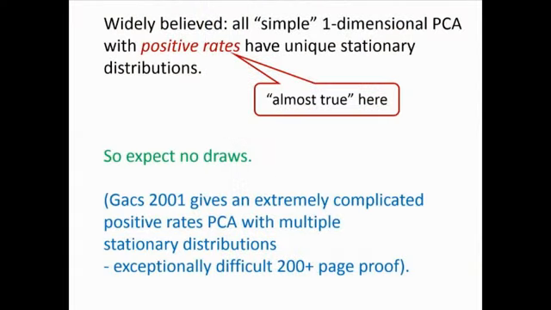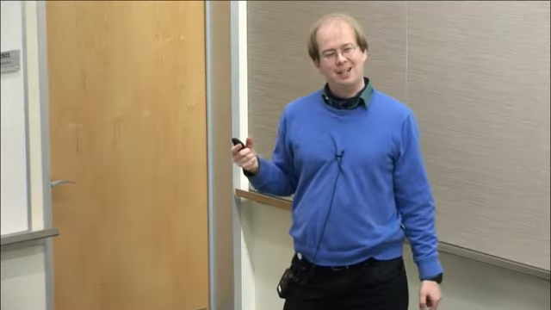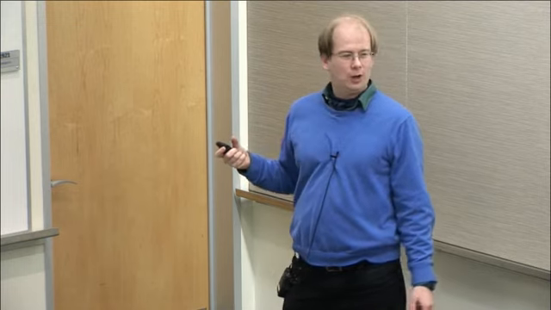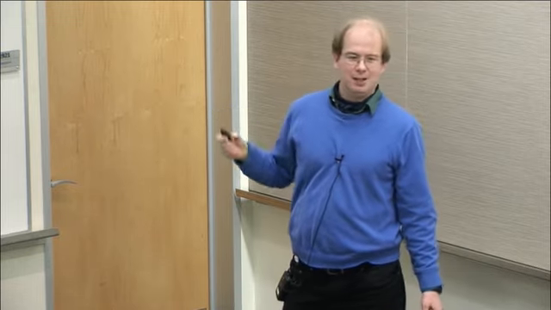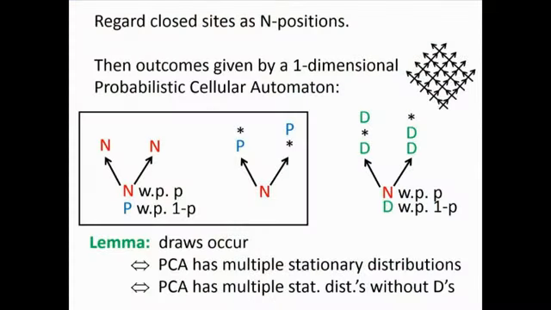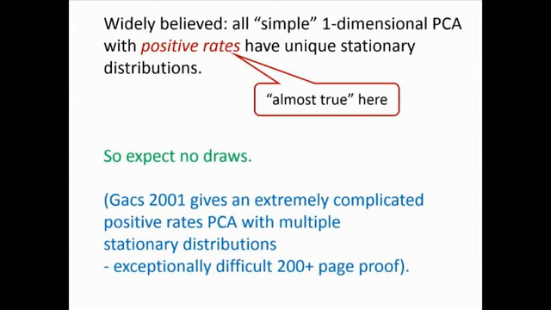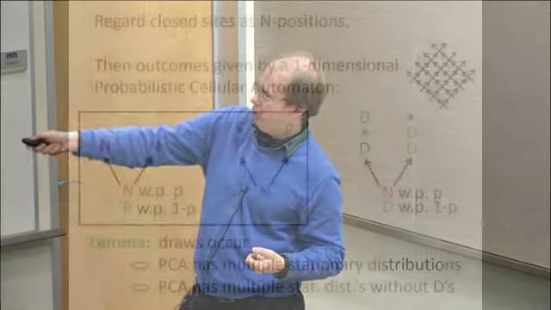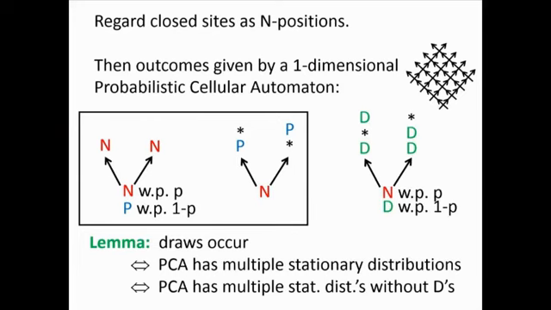Now, this brings us to some difficult territory. It's widely believed that all simple one-dimensional probabilistic cellular automata with positive rates have unique stationary distributions. What does positive rates mean? It means you have some cellular automaton rule, and no matter what symbols you see above you, you always have positive probability of producing any other symbol below you. This isn't actually true here, because here you definitely produce an n, for example.